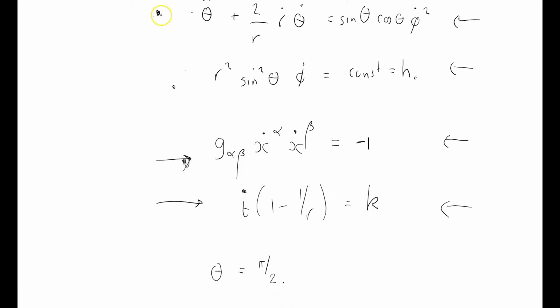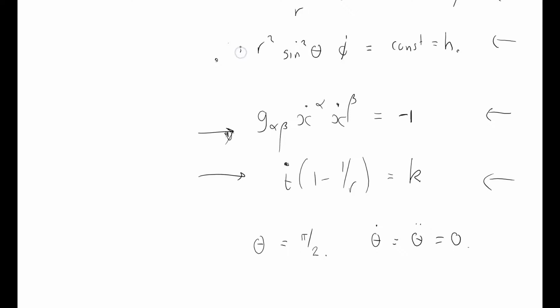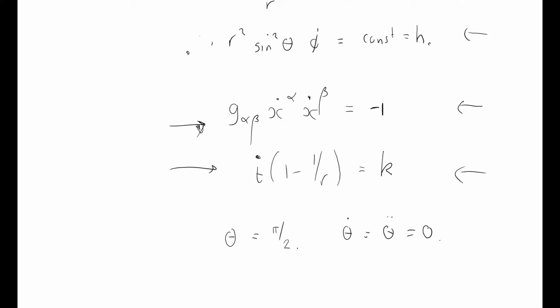And straight away, this equation tells me that theta dot equals theta dot dot equals 0 is a solution, because cos of pi by 2 equals 0. And from this equation here, I'm going to further... so that means that I can consider equatorial motion.